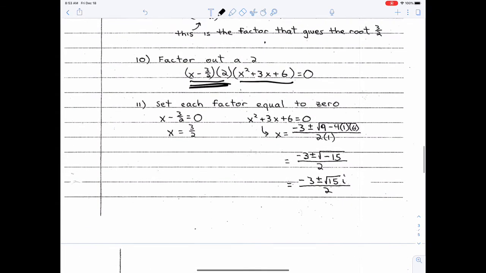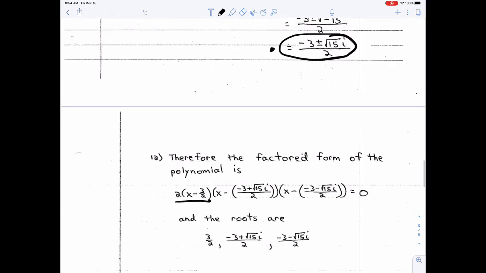And I take these and I write them as factors. Again, if you have the 0, how do you write the factor? x minus the 0. And remember, this right here represents 2 zeros: negative 3 plus square root of 15i over 2, all over 2, and negative 3 minus square root of 15i over 2, all over 2. I'm going to take each of those and write x minus the first one and x minus the second one. That is it factored.